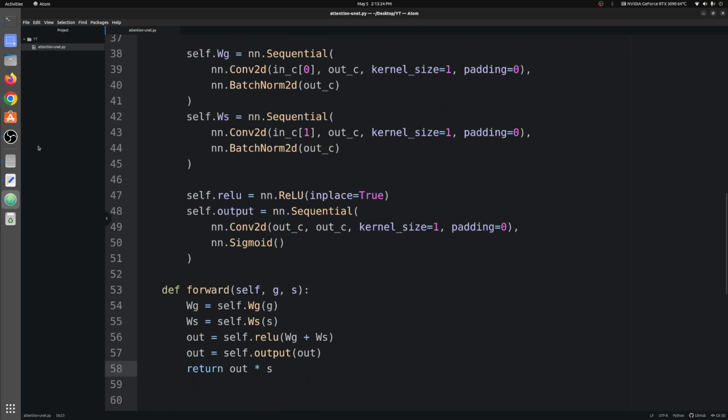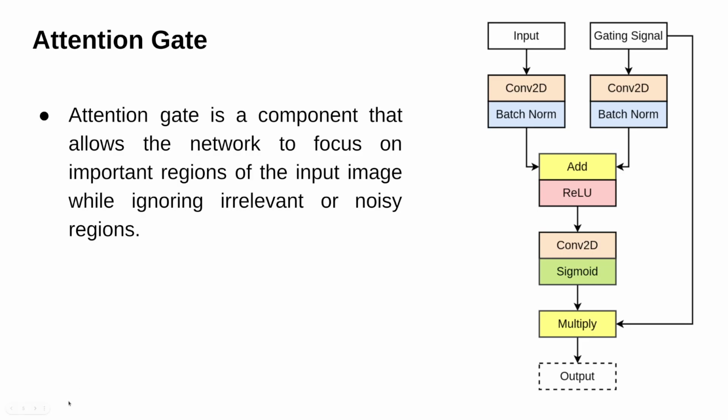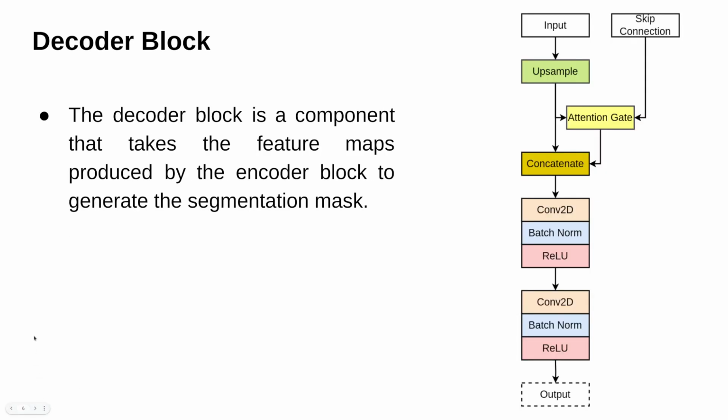Really simple. Now let's move forward with the decoder block. So the decoder block is also simple. It's a combination of upsampling, attention gate, and convolution. So the decoder block is a component that takes the feature maps produced by the encoder block to generate the segmentation. So the ultimate goal of the decoder network, or the group of decoder blocks, is to learn the semantic features and then finally predict the segmentation mask.